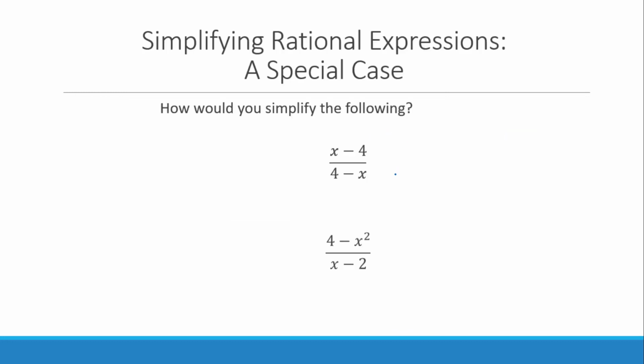So there is a special case that we need to talk about. Whenever you have the same term that is subtraction, and the only difference is that the subtraction is written backwards, these actually cancel to give you a negative 1. So to prove to you, let's say x was equal to 6. If I had 6 minus 4 over 4 minus 6, this is going to give me 2 over negative 2, which is going to simplify to give me negative 1.